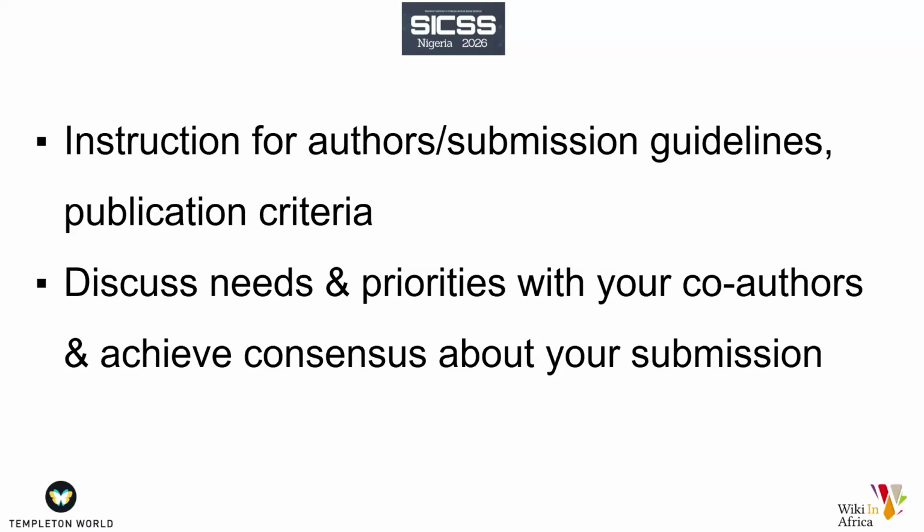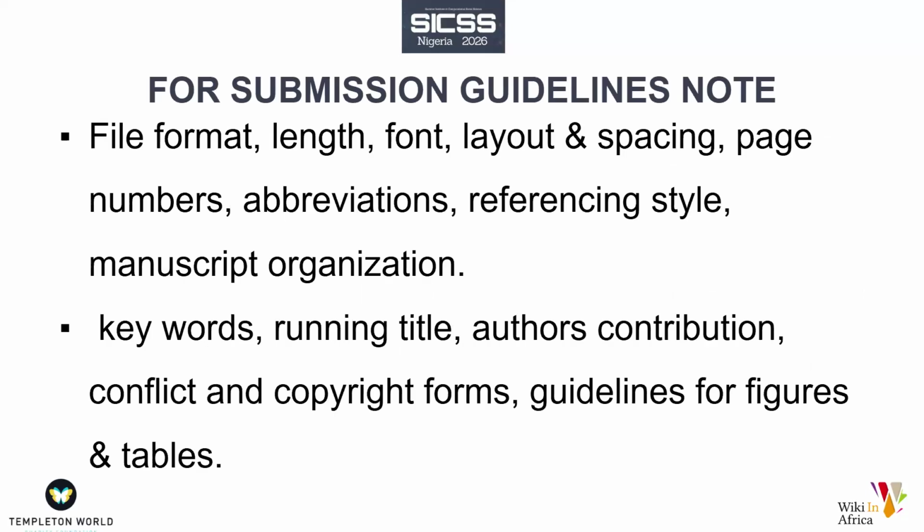You must also read the instructions for authors, the submission guidelines and publication criteria, very important. And then you sit down with your co-authors and discuss your needs and priorities. Which journal are we sending it to? We read the instructions for authors, we've done this, then you all achieve consensus about your submission. You must all agree that we are sending it to this journal. In fact, a lot of journals will actually ask all of you to sign an authorship paper, that you have all read the article and have approved your submission.